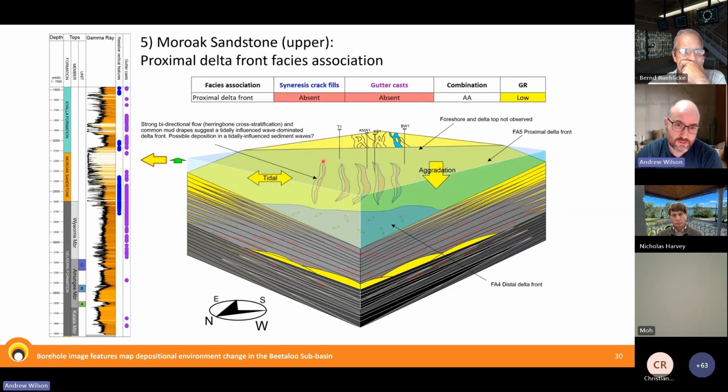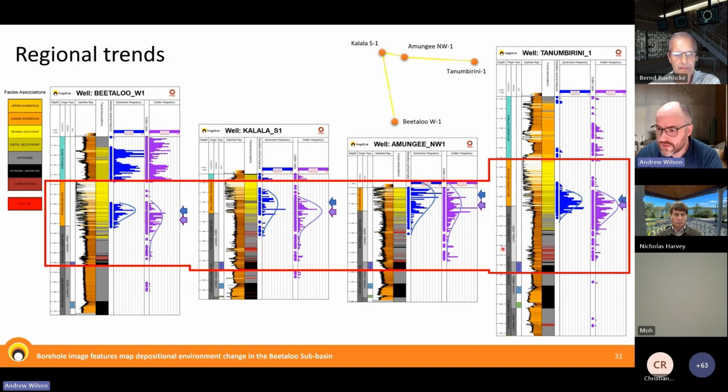And then as we get into basically the proximal delta front, it's all sandstones anyway, so there's no mudstone to develop syneresis cracks or preserve gutters, so it just doesn't appear there because it's not facies that can hold it. So that's where these things exist, but there's a sort of further dimension. What we did then was look at the abundance, so the frequency of these fills in 10-meter bins, abundance of these features with depth, and these are for the wells in the region.